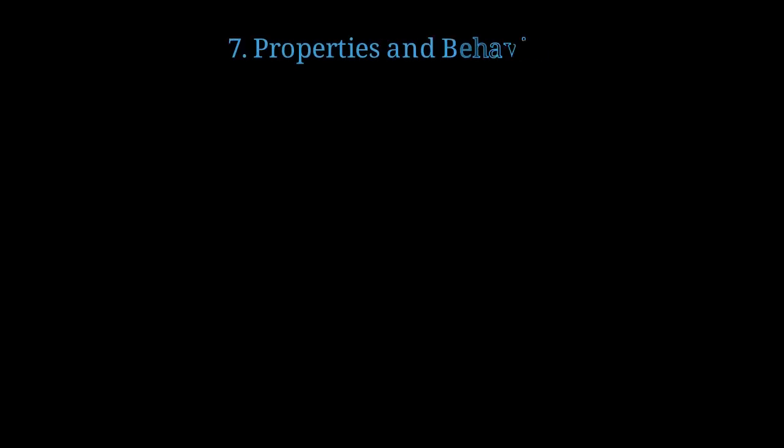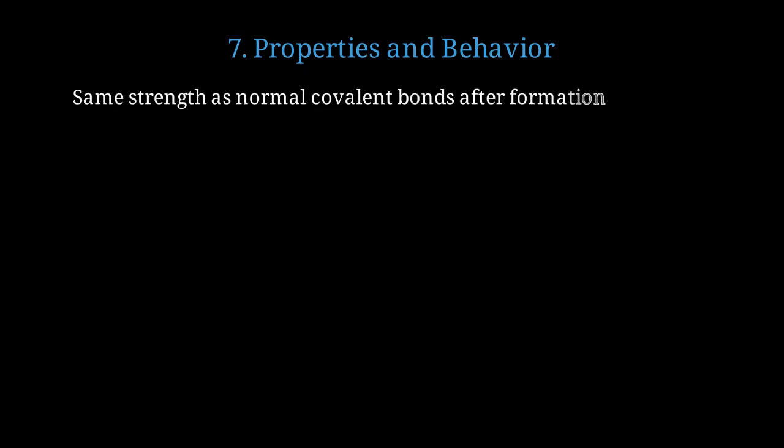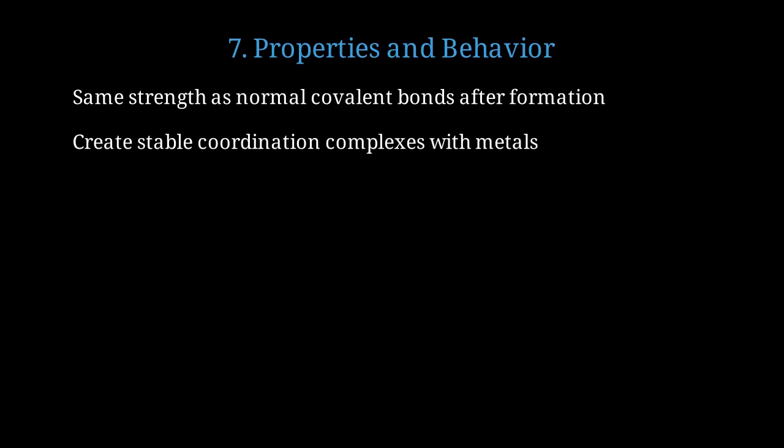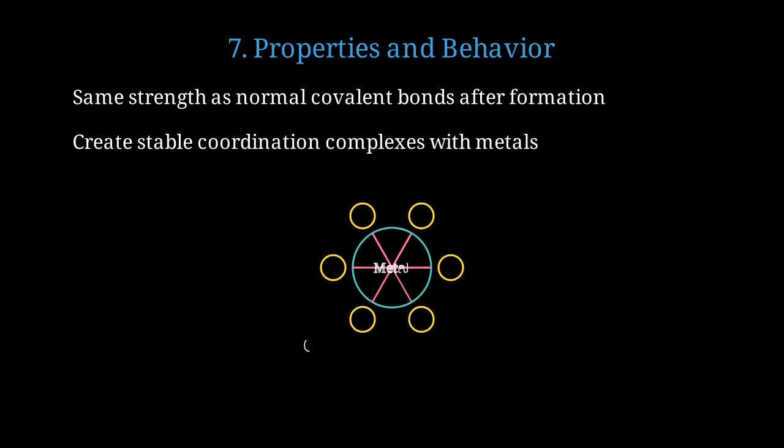Let's look at how coordinate bonds affect molecular properties. Once formed, coordinate bonds have the same strength and length as equivalent normal covalent bonds. They create stable coordination complexes with metal ions, which is crucial in many biological and industrial processes. A typical coordination complex has a central metal ion surrounded by ligands, all connected through coordinate bonds.